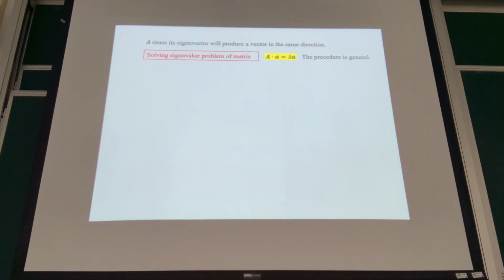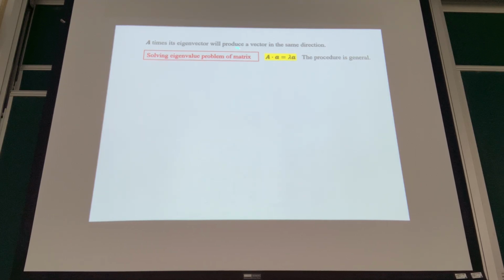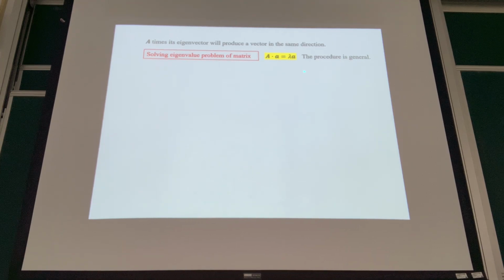The point is, a matrix times a vector usually produces another vector. However, if this column vector is an eigenvector, then A times the eigenvector will produce the same vector in the same direction. That's why it is called lambda, because on the right-hand side it is lambda times a. So it is actually the same vector as a, just reduced in length or lengthened by a number lambda. Therefore, this kind of problem is called an eigenvalue problem, with a the eigenvector and lambda the eigenvalue.